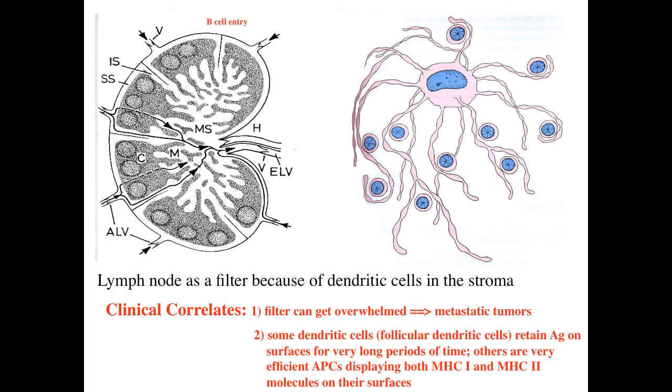imagine, can get overwhelmed, and as it gets overwhelmed, it gets clogged up, and that does play a certain role in metastasis of tumors, because as the tumor cells clog up this node, they almost overwhelm the system, and then they can move to a node downstream. Some of these dendritic cells, also given the name follicular dendritic cells, retain antigens on their surface for very long periods of time. Others of these dendritic cells are very efficient as antigen-presenting cells, displaying both MHC1 and MHC2 molecules on their cell surfaces.